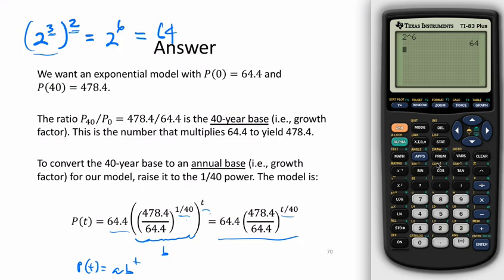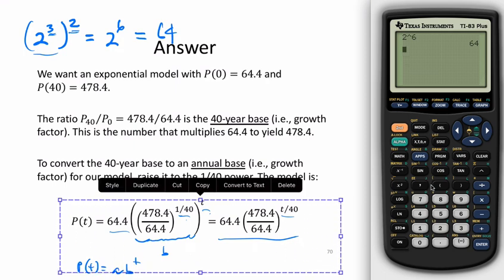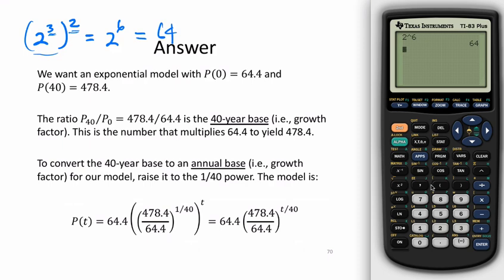I am going to do a couple of things here before we move on. One is that I'm going to write this in yet a third way. Another thing that I can do is actually calculate this number right here, that annual base, as that's just a number. I can see what it looks like: 478.4 divided by 64.4. There's the initial ratio, and then I take that to the 1/40th power.